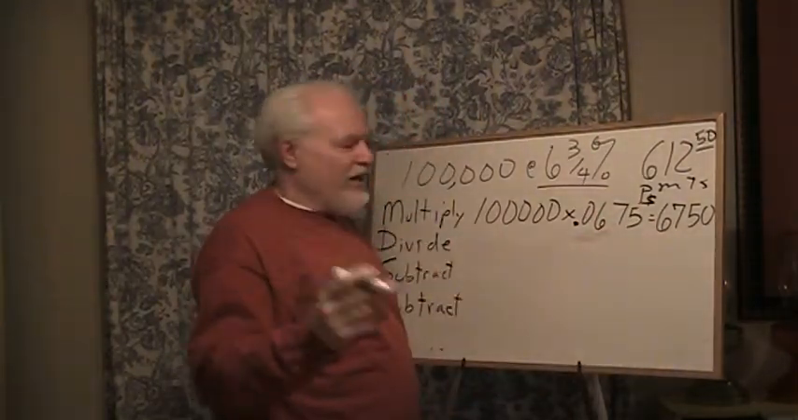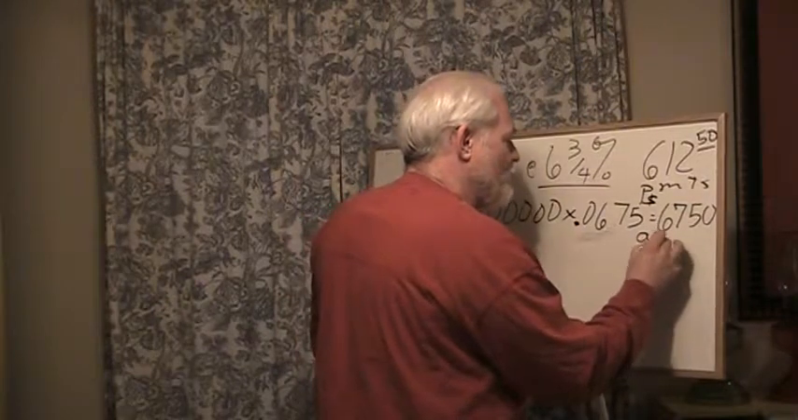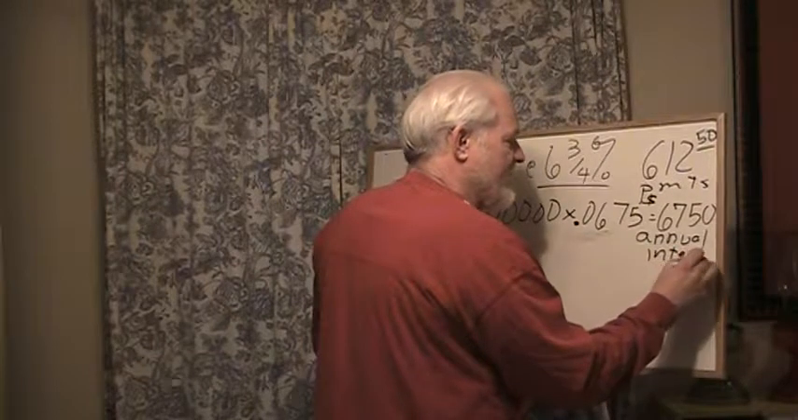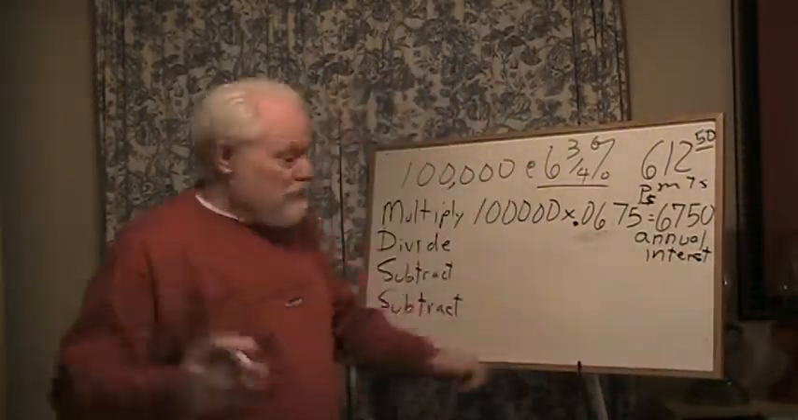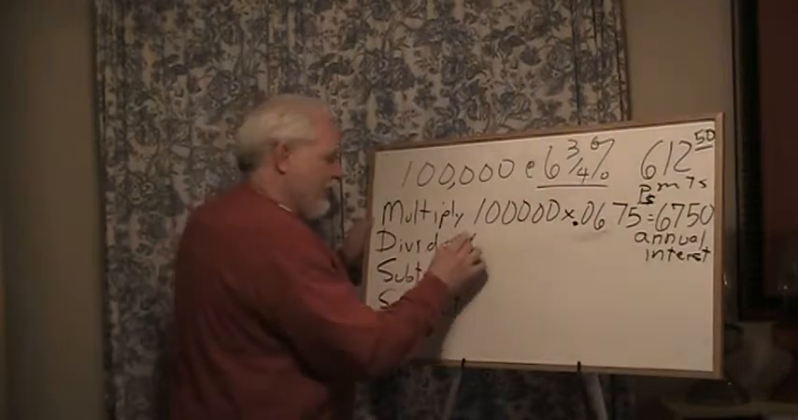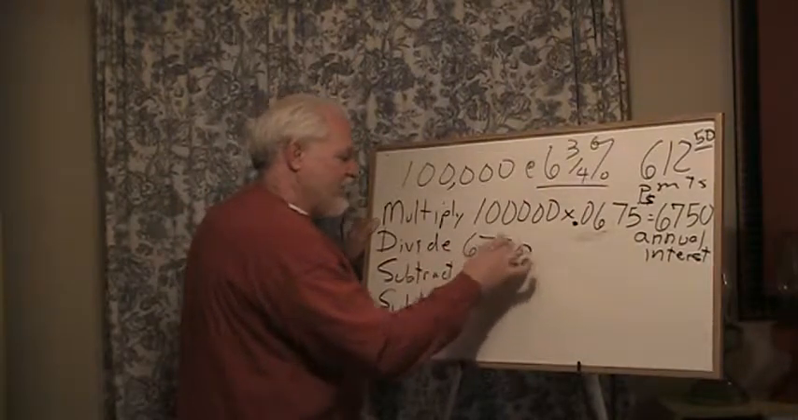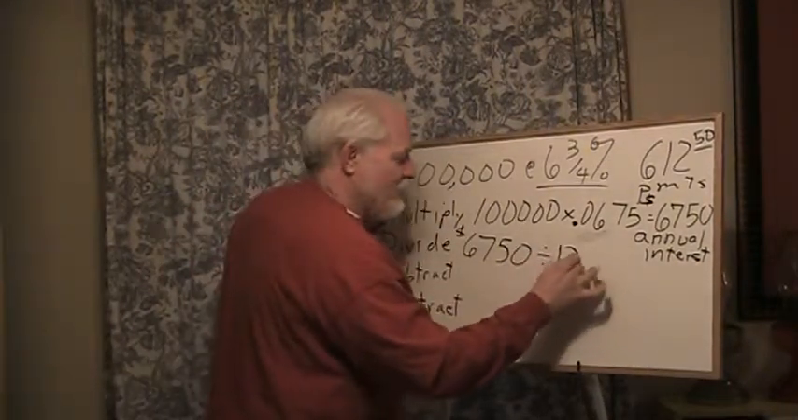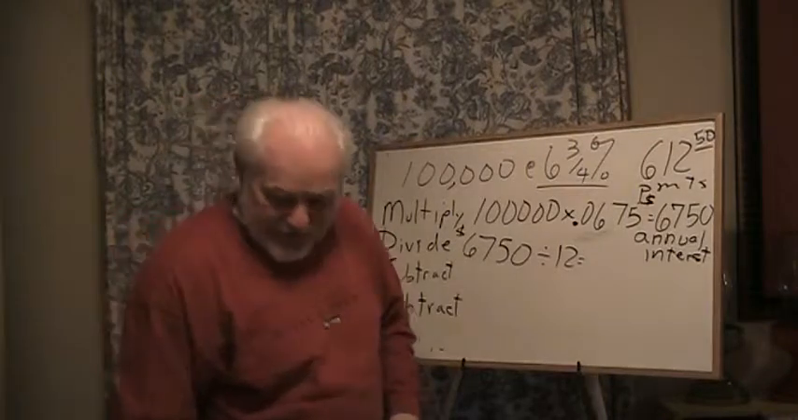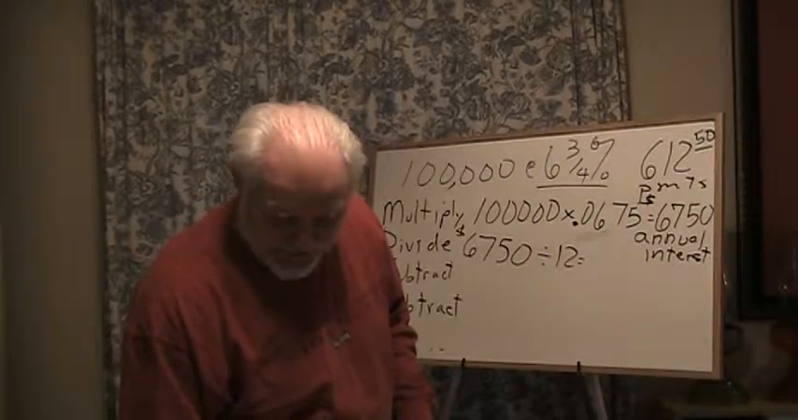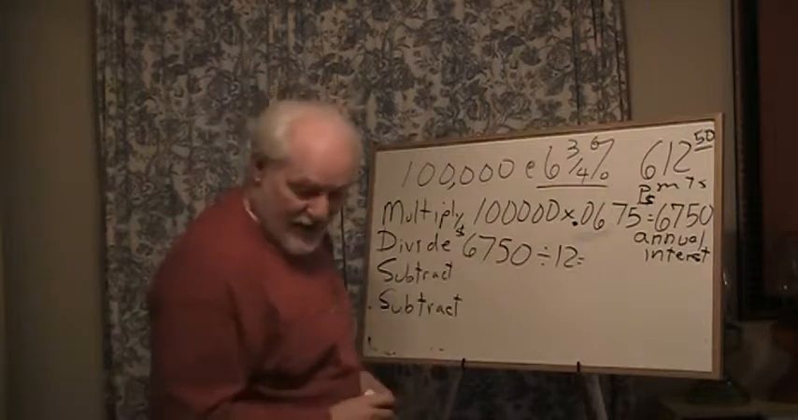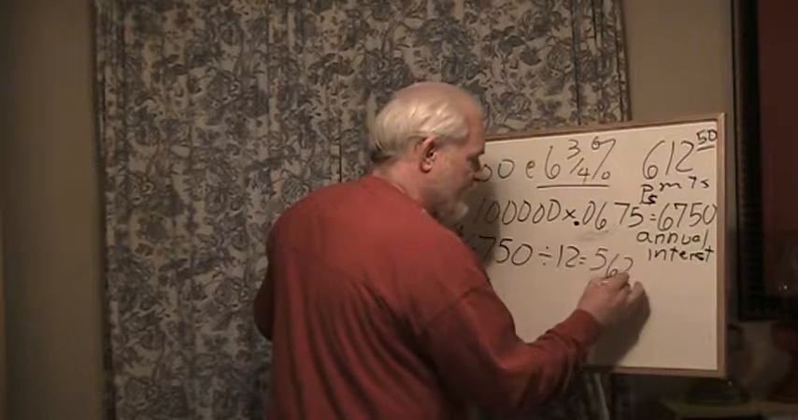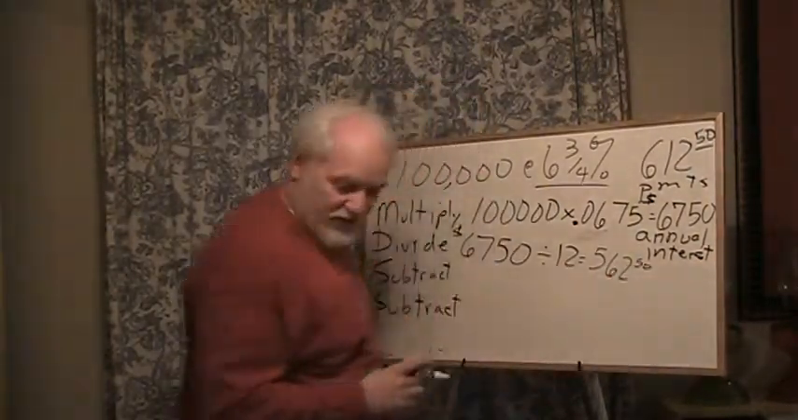It's the annual interest. It's how much money you would pay in a year. But we're not interested in a year. We want to know about next month. All right? So let's take the $6,750, and let's divide it by 12 months. 6,750 divided by 12 months. So next month, or the first month, we're paying $562.50.